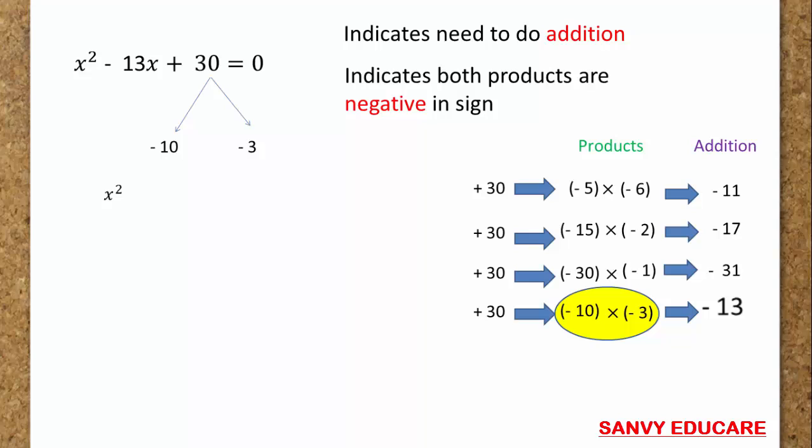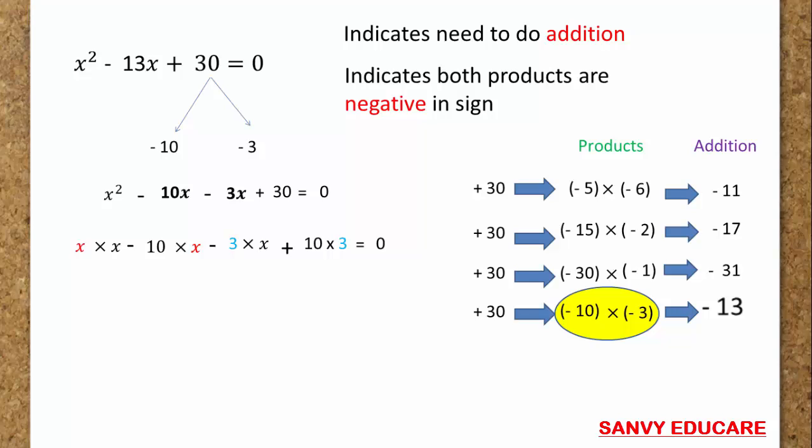So let's solve the equation. x square as it is. Now 13x will be split into minus 10x minus 3x, plus 30 is equal to 0. Now x square is split into x minus 10 into x minus 3 into x plus 10 into 3 equal to 0. Here we can forget the sign and just write the factors of 30 as 10 into 3. No need to write the negative sign.